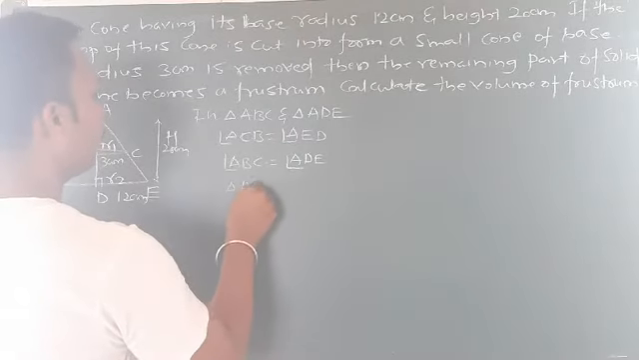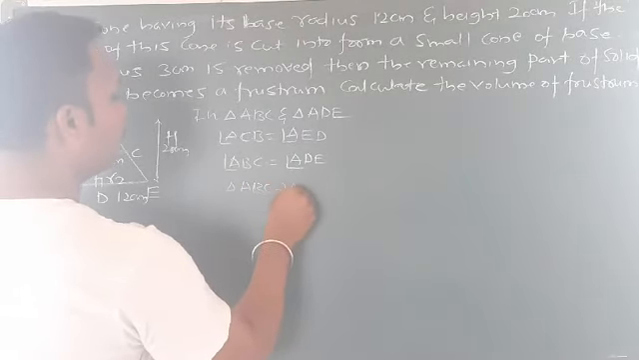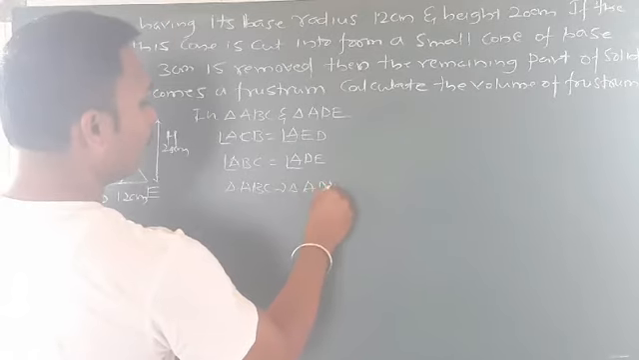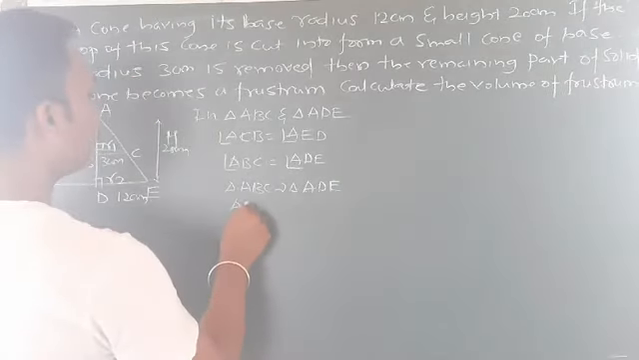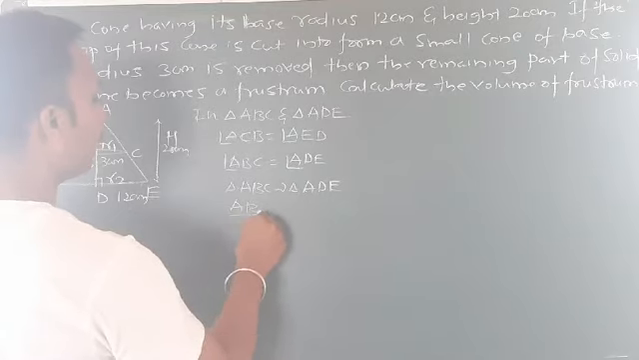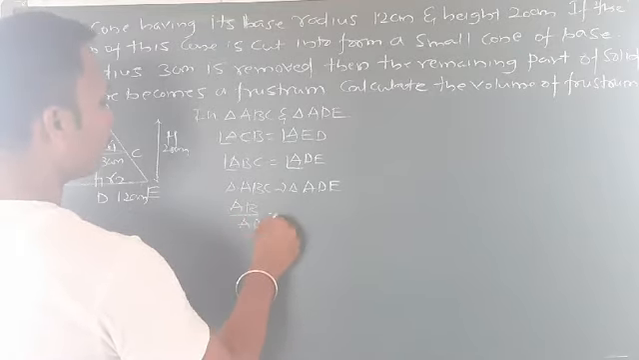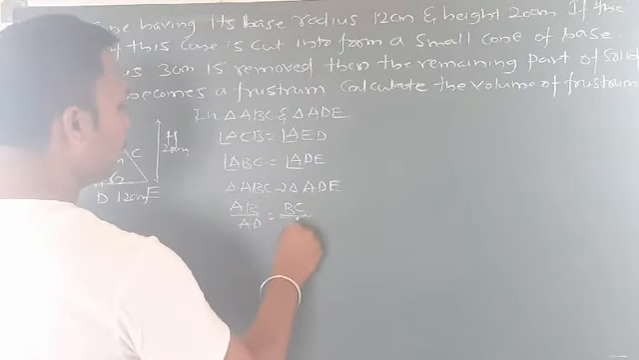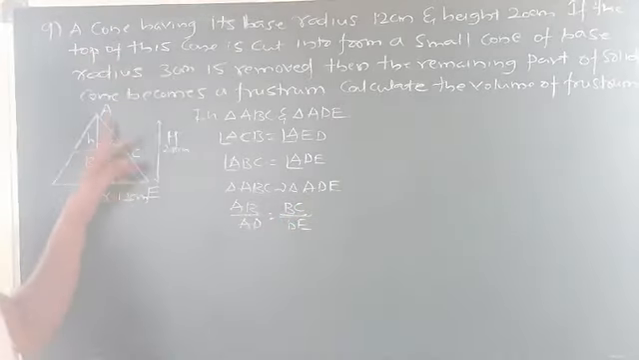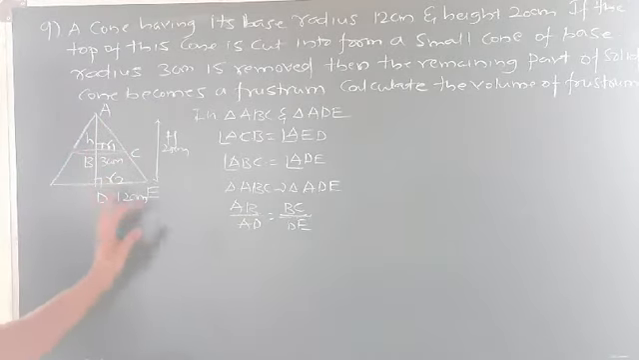Now triangle ABC is similar to triangle ADE. Once the triangles are similar, the sides are proportional. So AB by AD, and BC by DE.